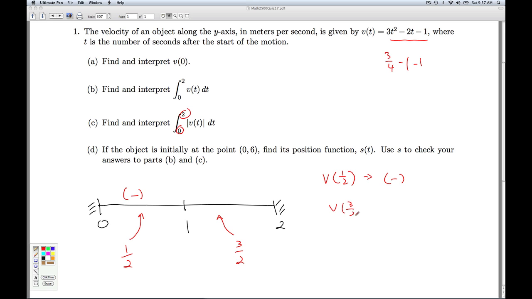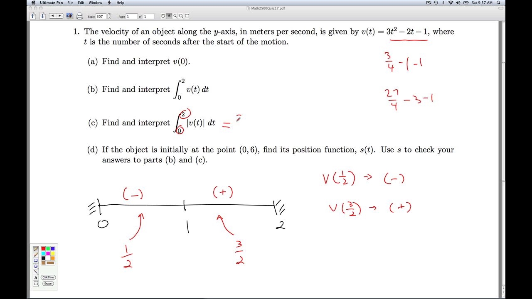If I plug 3/2 in, 3/2 squared is 9/4 times 3 is 27/4. Minus 2 times 3/2, 3, minus 1. So I get 27/4 minus 4. That's going to be a positive number. So in fact it does switch at t equals 1. The velocity is negative for the first second. That means the particle, or the object, is heading downwards. Then at 1 it changes its mind and starts heading back up. And so what I need to do is break this integral up at t equals 1 because the function's going to change.